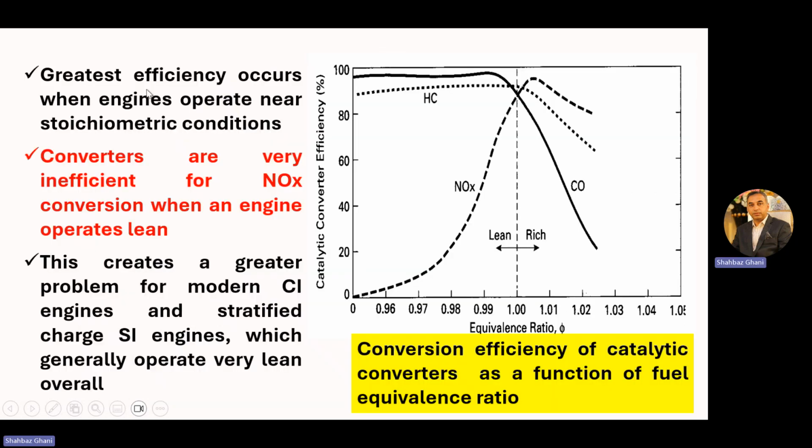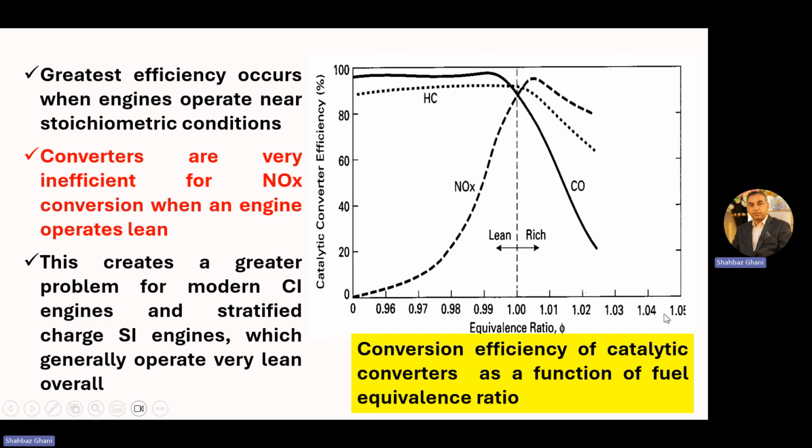Greatest efficiency occurs when the engine operates near stoichiometric condition. When the engine operates at stoichiometric condition, the temperature will be high. It will quickly heat up the converter. Converters are very inefficient for NOx conversion when an engine operates lean. Let's see this.